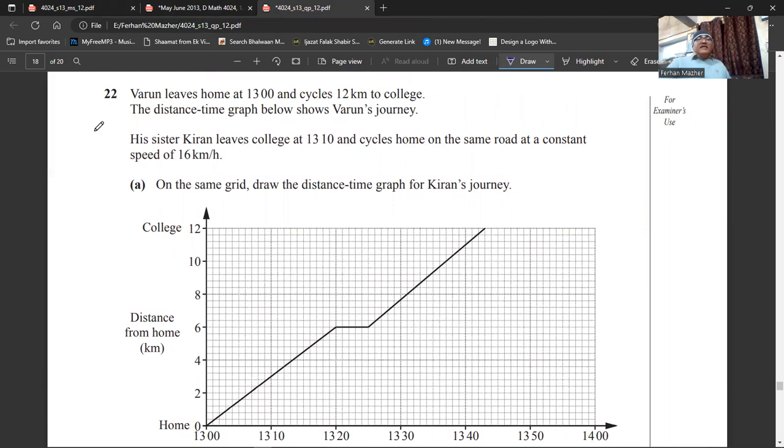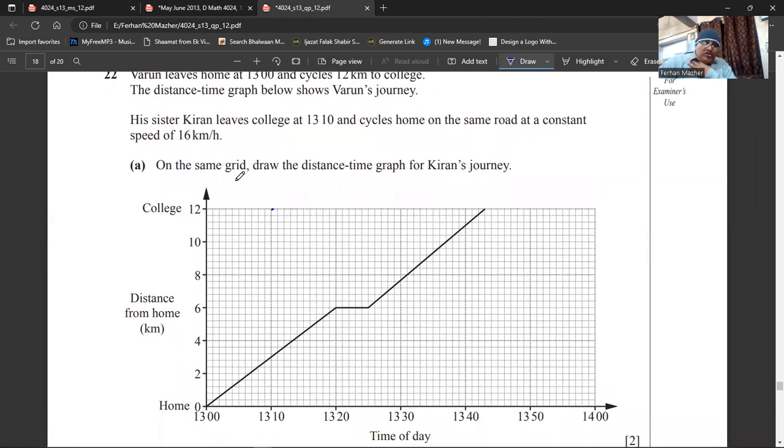His sister Kiran leaves the college at 1310. So at 1310, his sister is here and cycles home on the same road at a constant speed of 16 kilometers per hour. She is coming to the home. So she started her journey at 1310 because she is coming home. So her speed is 16 kilometers per hour, which means in 1 hour she will cover 16 kilometers.